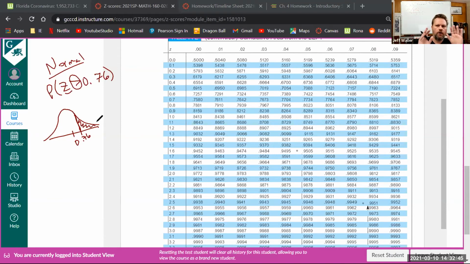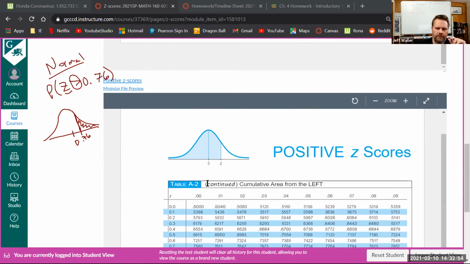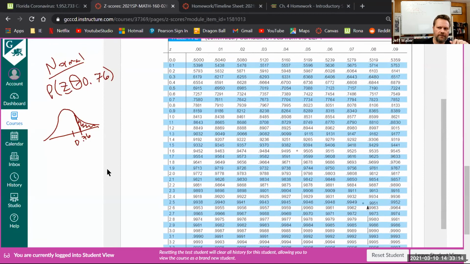Now, what's wrong with that, considering what the chart tells me? What area does the chart always give me for whatever z-score I look up? It gives me the area that is to the left. Yeah, somebody in the chat said that. Yes, the area to the left, the area below what you're looking up. But what does my problem want? My problem wants the area above it, right? All right, so that's not that big of a deal.